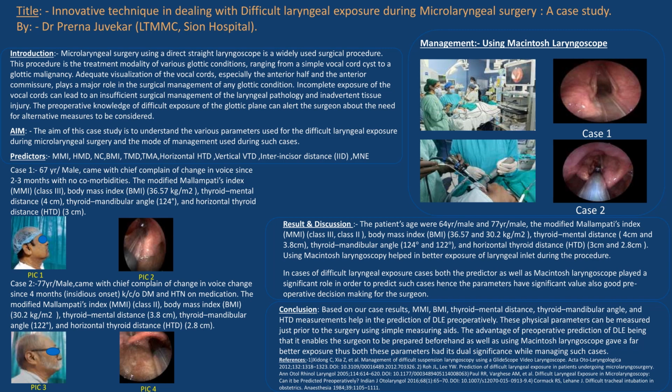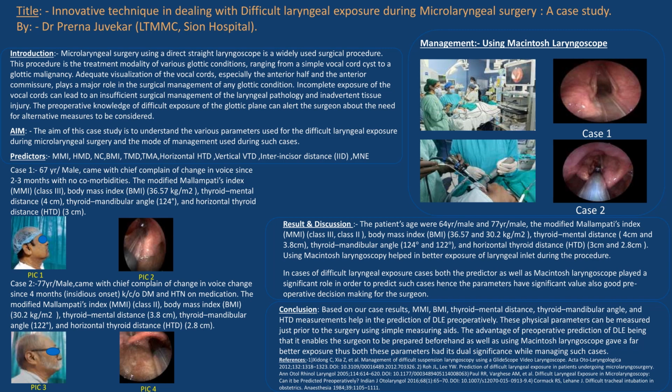In case 2, a 77-year-old male came with a chief complaint of change in voice since 4 months. His modified Mallampati score was class 2. Body mass index was 30.2 kg per meter square. Thyroid mental distance was 3.8 centimeters. Thyroid mandibular angle was 122 degrees and horizontal thyroid distance was 2.8 centimeters. Again, all these parameters were giving an indication for difficult laryngeal exposure, as we can see in picture 3 and picture 4.